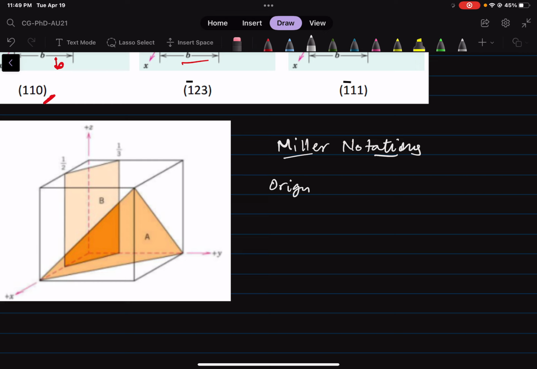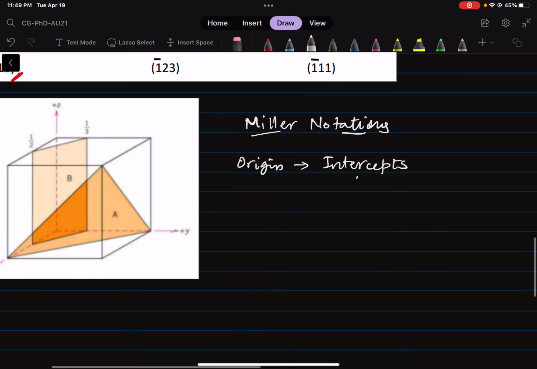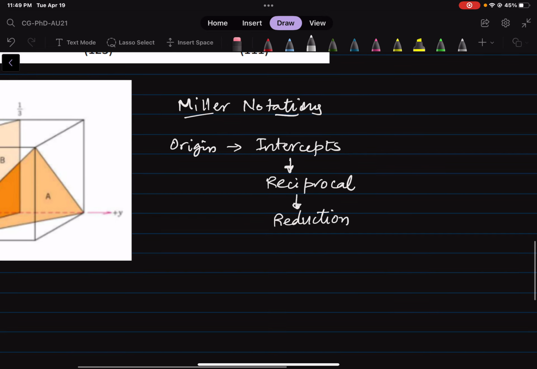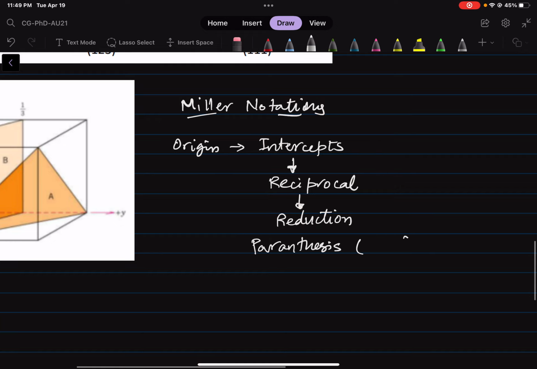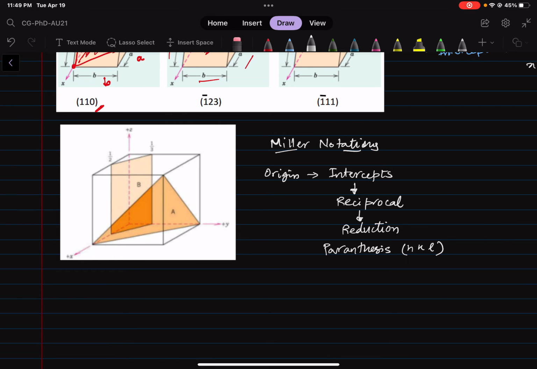Find a good origin, good enough to give you intercepts. Once you have the intercept, reciprocate those intercepts, and then reduce them to whole numbers. Once you have done all this, whatever the final values are, express them in parentheses without comma. And in HKL form, that'll give you the plane notations.